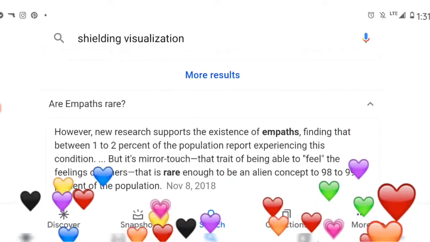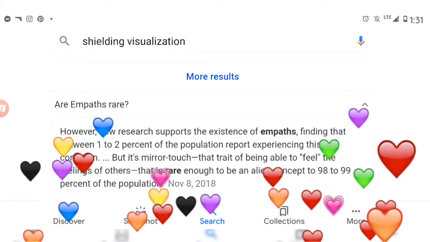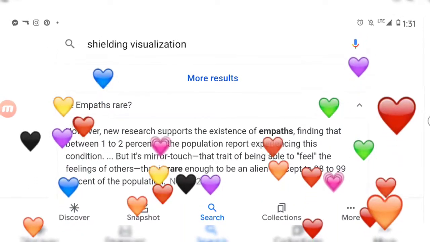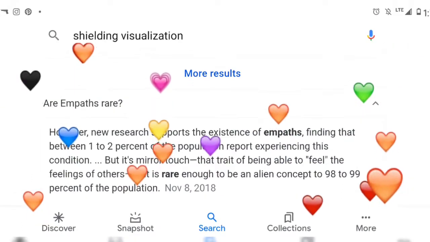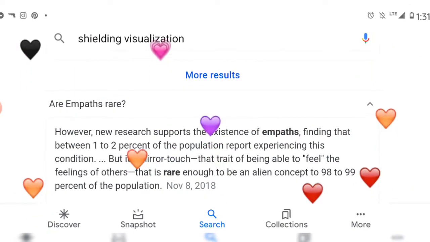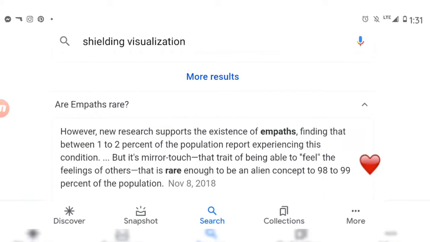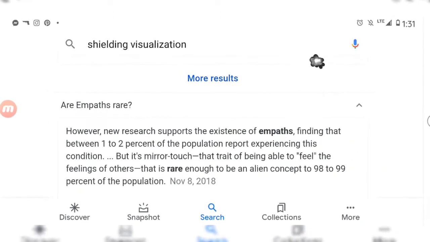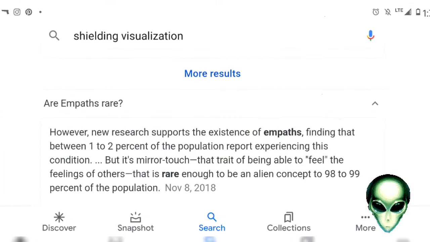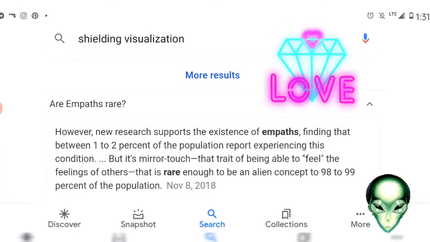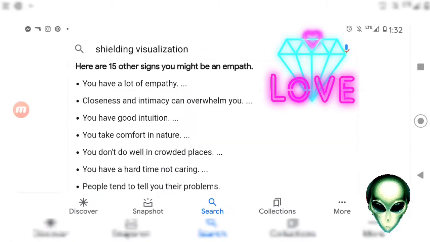Are empaths rare? However, new research supports the existence of empaths, finding that between 1 to 2% of the population report experiencing this condition, but it's mirror touch, that trait of being able to feel the feelings of others, that is rare enough to be an alien concept to 98 to 99% of the population.